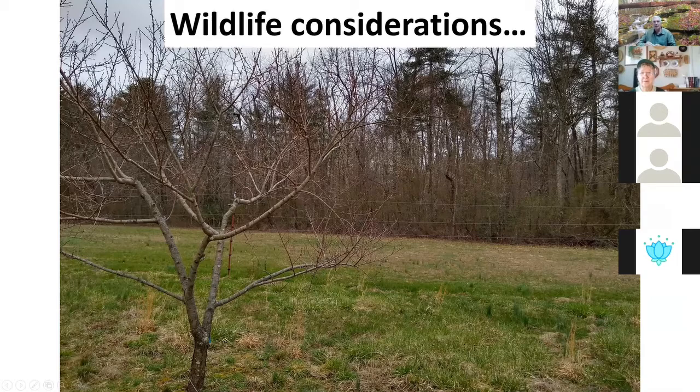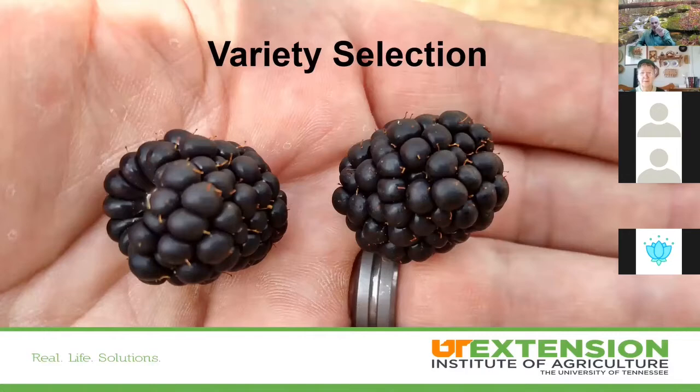Variety selection, once we get past the actual site selection, which is number one, then we come into clearly the second most important category, and that's our variety selection. If you're 100% going to grow a fruit crop, the variety and cultivar is going to be the singular most important decision that you're going to make.